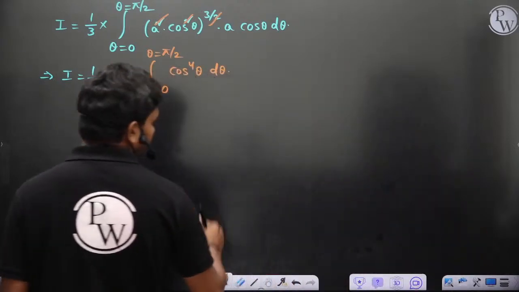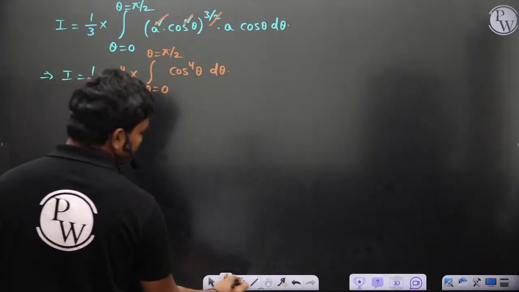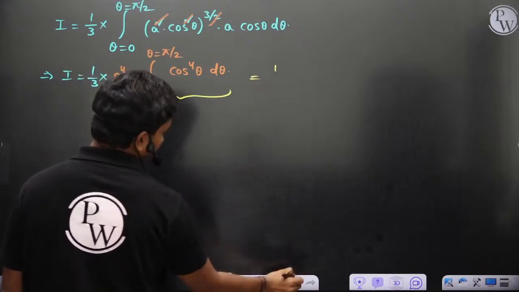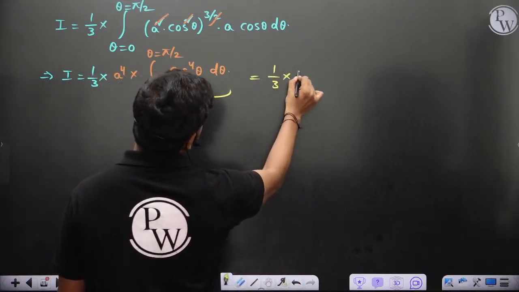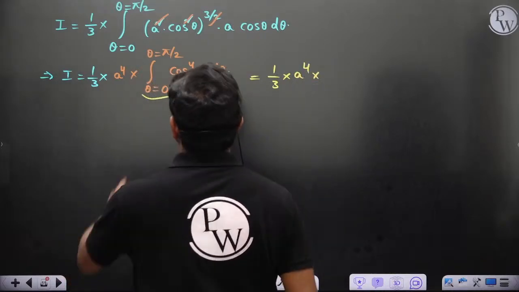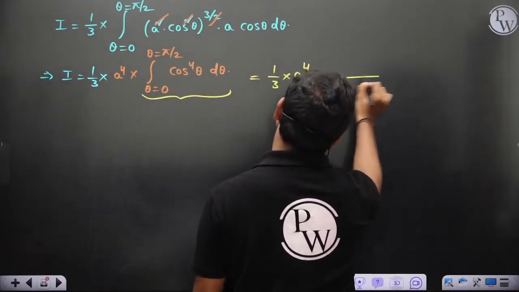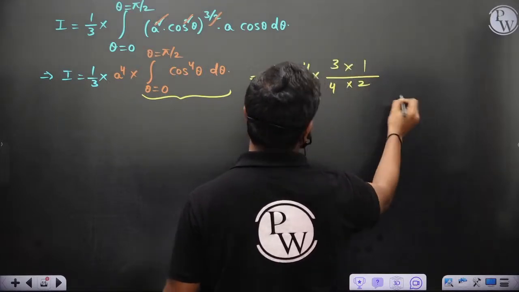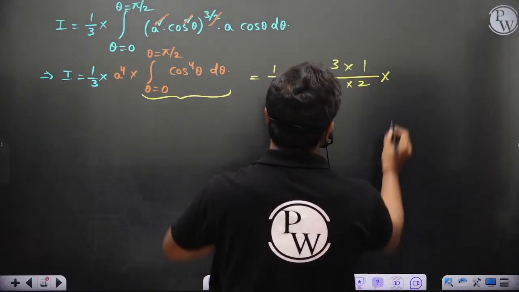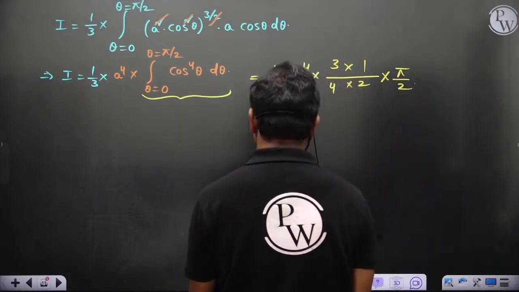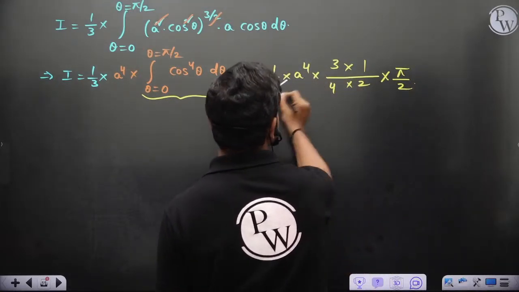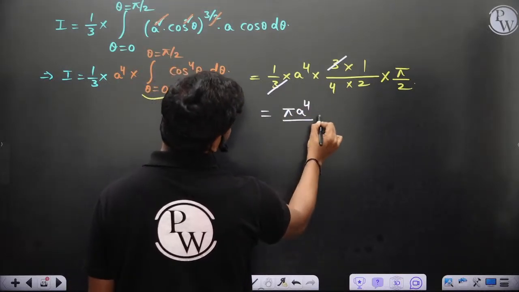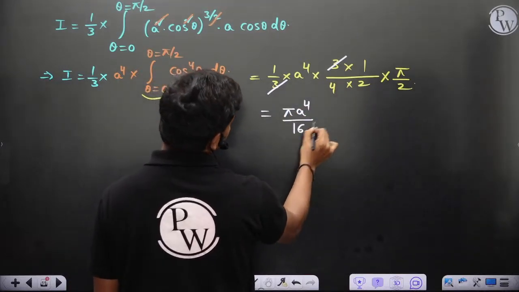So let's see, when you calculate this integral, we have the reduction formula to get this part. It's a power 4 into 1 by 3 times, so this integral is something like 3, 1 over 4, 3, 2, 1, that's it. And what is the value of k? This is even, so pi by 2. That's the integration value. If you simplify, 3 and 3 get cancelled. So pi a power 4 by 4 fours are 16.